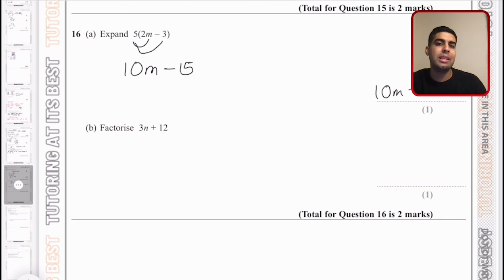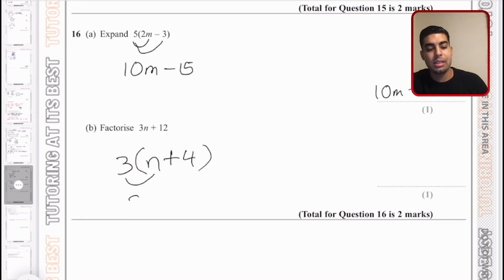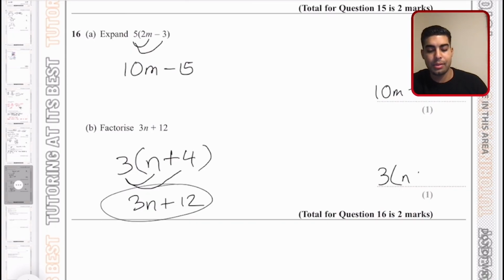However, for part B, we need to do the reverse. That is where we find one number that goes into both 3 and 12. I'll go ahead and write 3, because 3 goes into 3n once, so I can simply write n, and 3 goes into 12 4 times. So when I expand the brackets, 3 times n is 3n, and 3 times 4 is 12. So we can write this down as 3 times n plus 4.